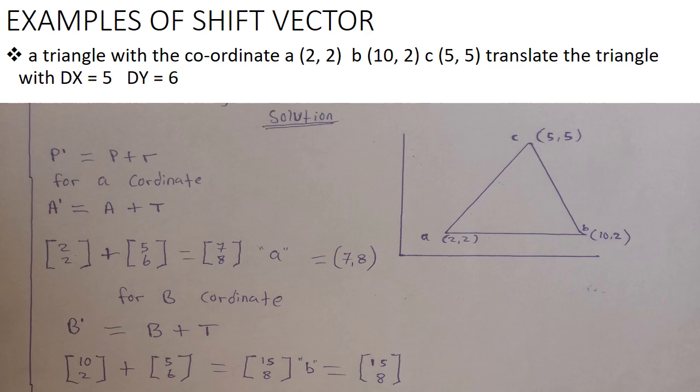That is how we are going to do it for the coordinate of B. Our coordinate of B is represented as 10,2, which we can see at the right hand side of the triangle. Then we provide our x and y, which are 5 and 6. Then 10 plus 5 is equal to 15, and 2 plus 6 is equal to 8. So this is the coordinate of B. We have 15,8.